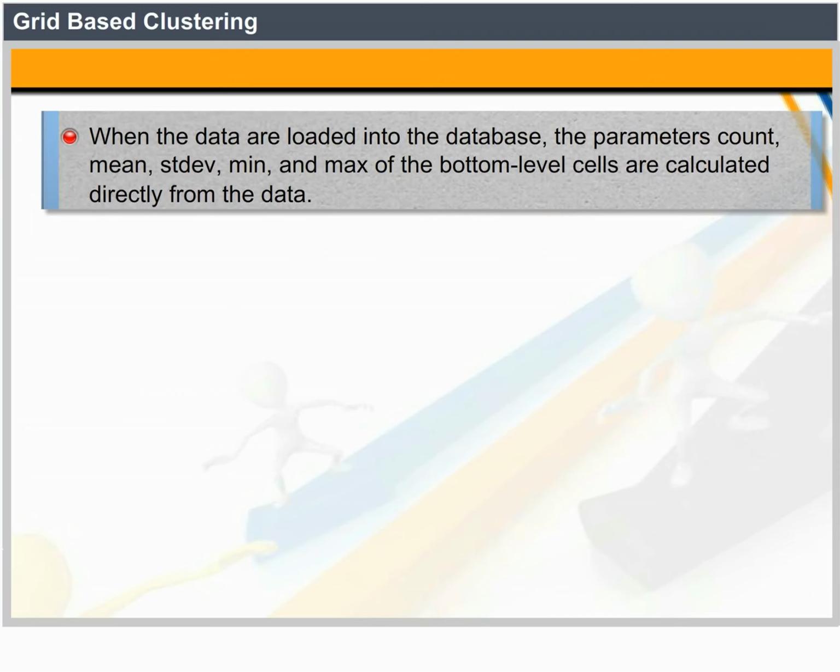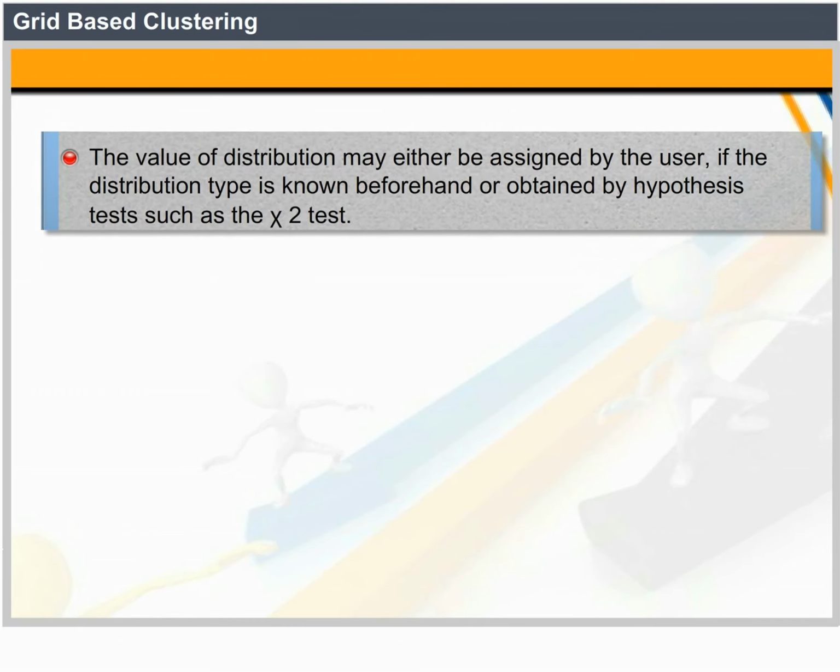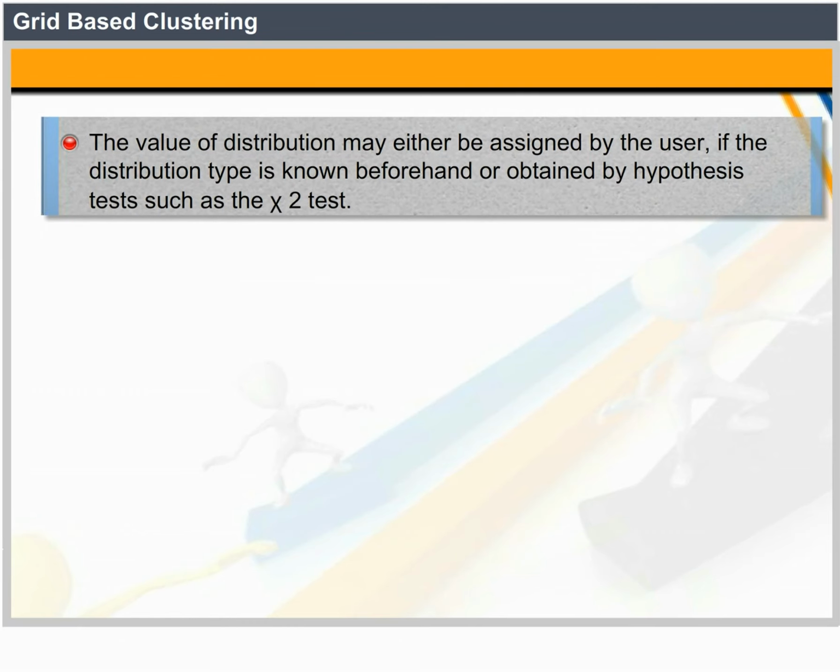When the data are loaded into the database, the parameters count, mean, standard deviation, min and max of the bottom-level cells are calculated directly from the data. The value of distribution may either be assigned by the user if the distribution type is known beforehand, or obtained by hypothesis tests such as the chi-square test.